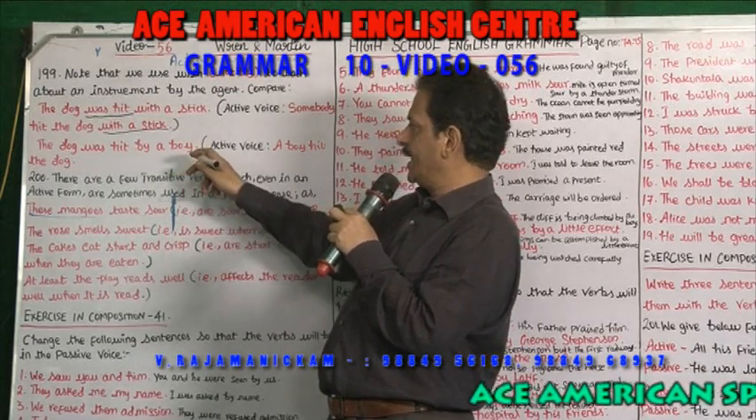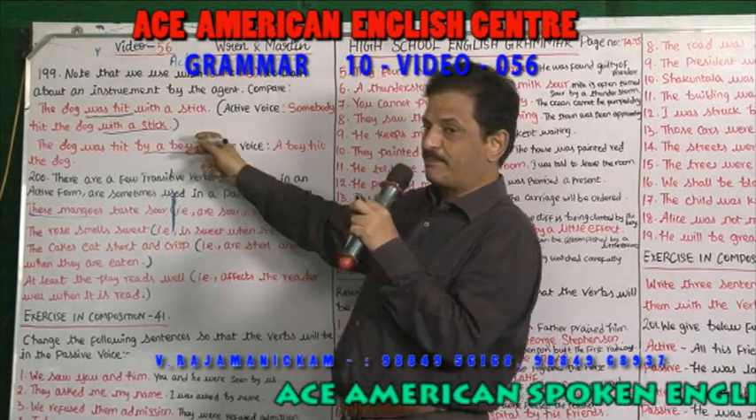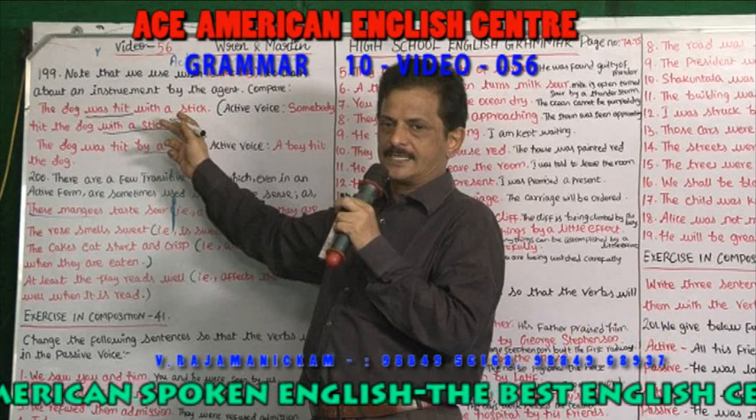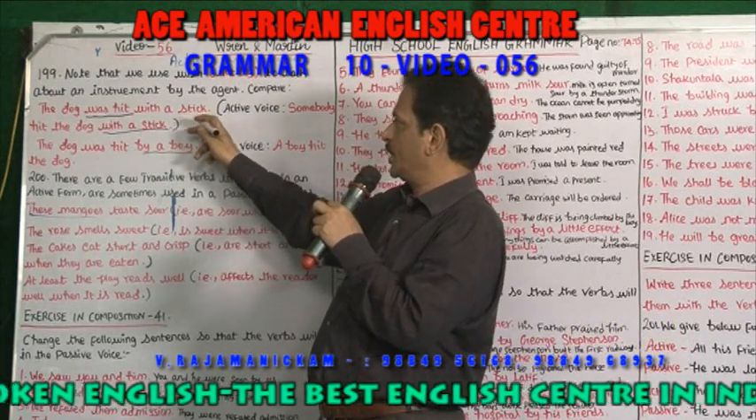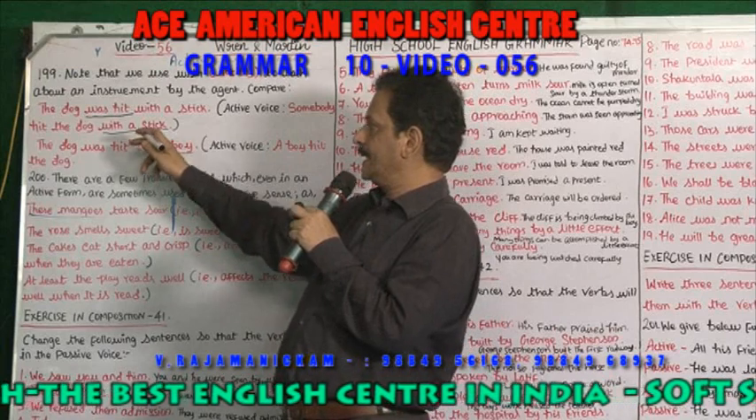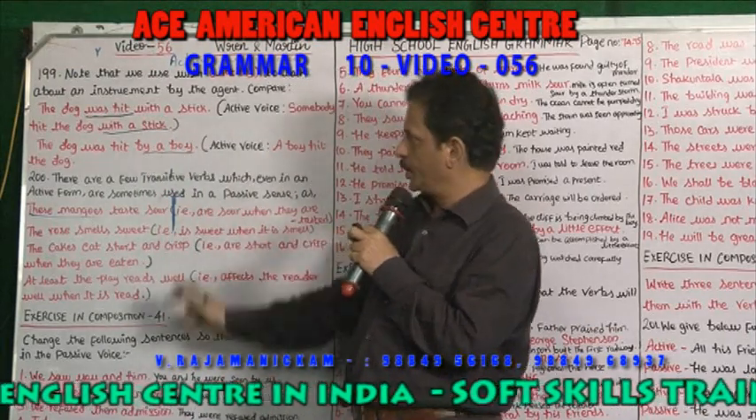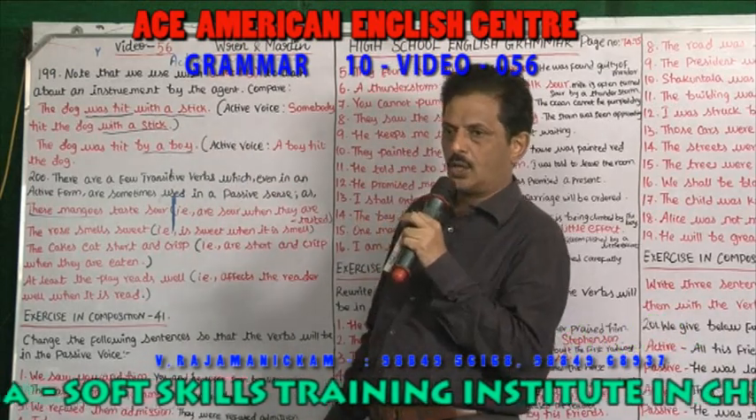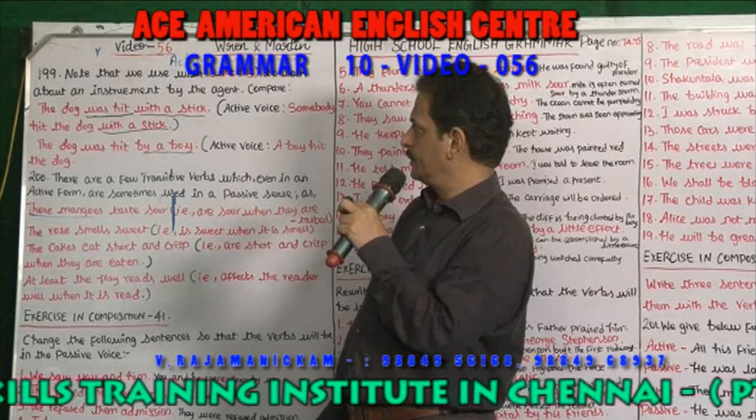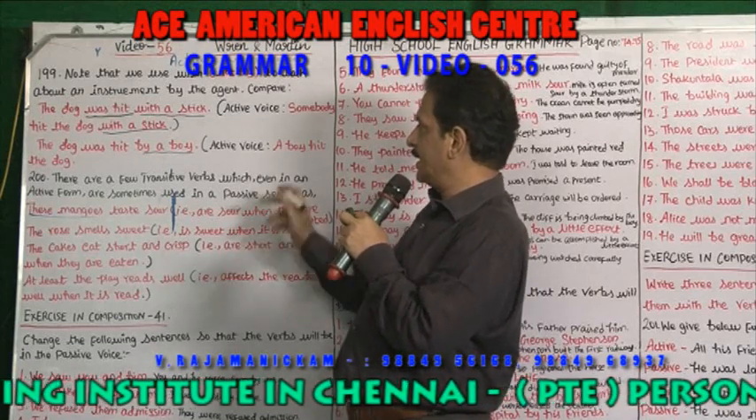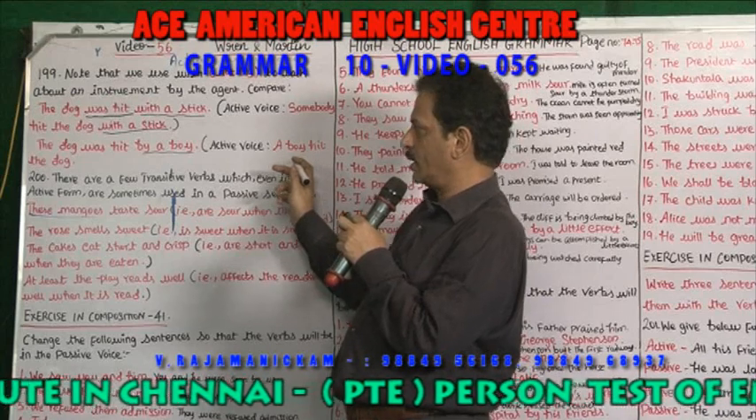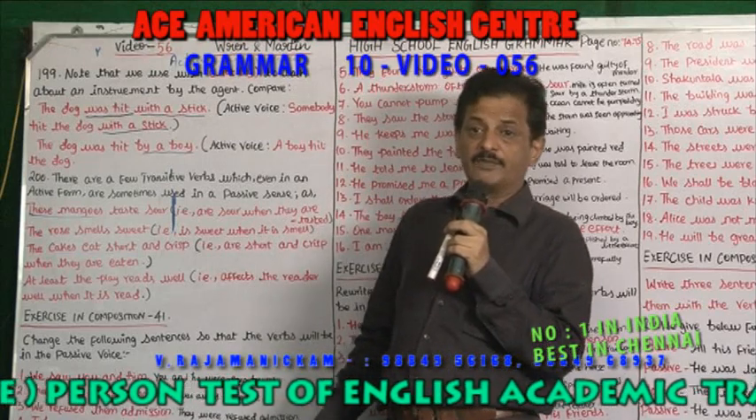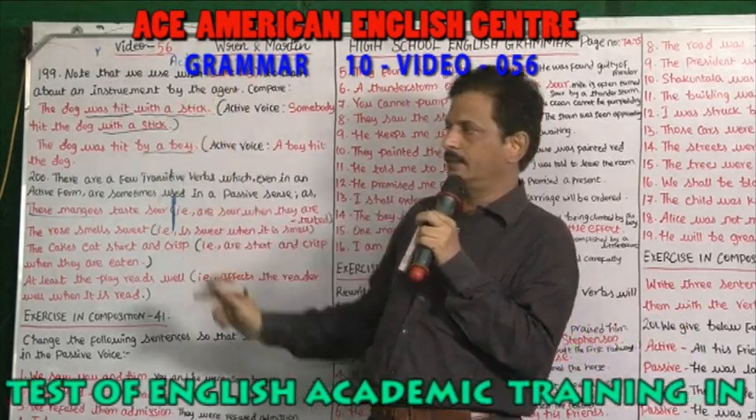The dog was hit by a boy. If it is a person, you are using by. But if it is an instrument, you are using what? With. Somebody hit the dog with a stick. The dog was hit with a stick. So with a stick is the what? It is the object here in the passive voice. If it is a boy hit the dog, a dog was hit by a boy. If it is a human being, you are using by. If it is an instrument, you are using with in the object.